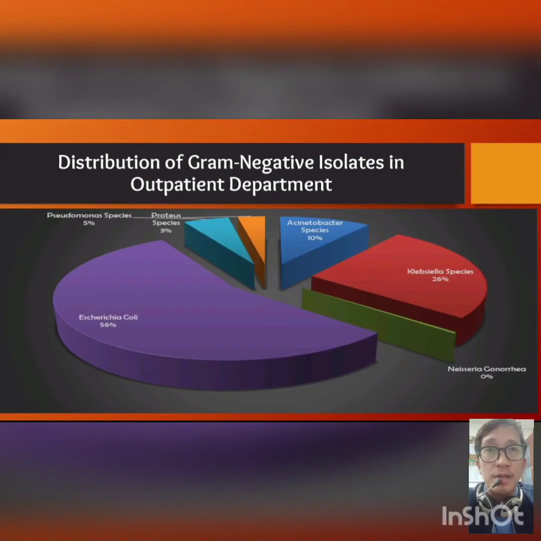The other one is the distribution of gram-negative isolates in outpatient department. So we have E. coli with 56%, followed by Klebsiella species with 26%. Next is Acinetobacter species with 10%.